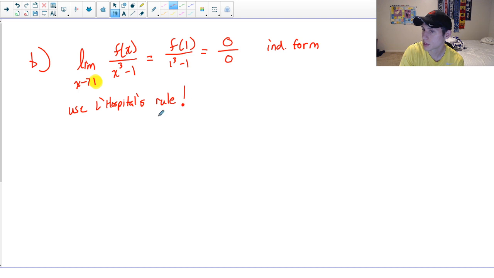L'Hopital's rule, exclamation point, because we're excited about it. So let's take the derivative. Limit as x approaches 1, f of x, so the derivative of f, we'll just call it f prime. The derivative of the denominator, 3x squared.